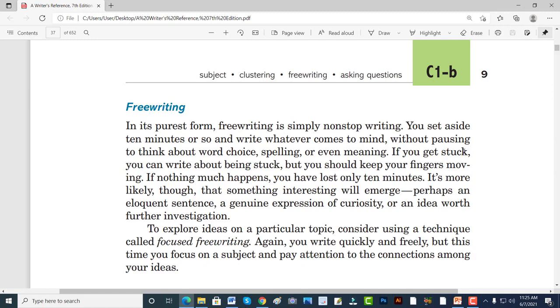It's more likely, though, that something interesting will come out. Perhaps an eloquent speech, a thoughtful or knowledgeable sentence, a general expression of curiosity, or an idea that is worth further research. So this is freehand writing. Freehand writing means you will never stop, and whatever comes to mind you will write. This is the important thing. If you cannot write freely, you cannot do better in the IELTS exam. So this is called freehand writing.